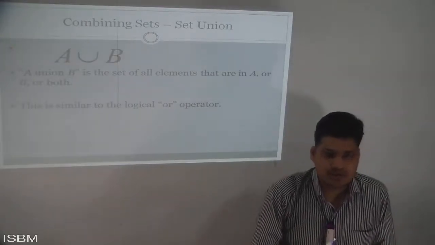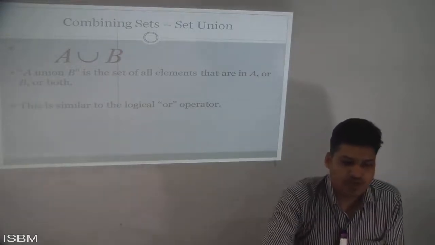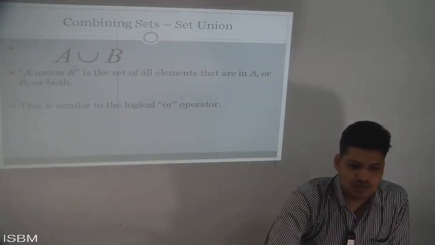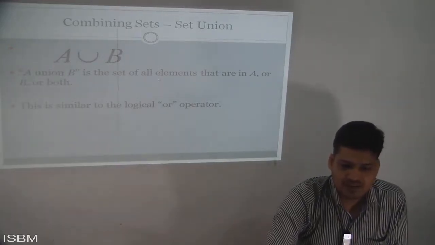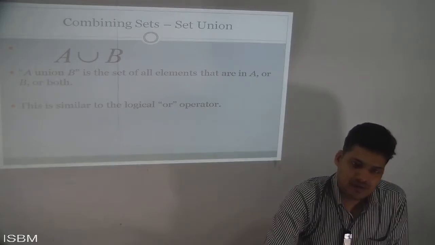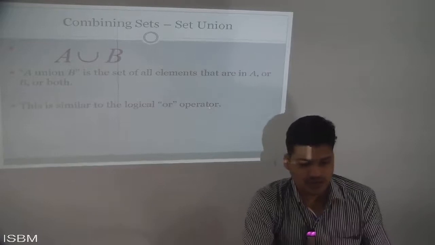Then we have the union. How do we denote the union? This is the U operator, which is shown here. A union B is the set of all elements that are in A or in B or both. So this is similar to the logical OR operation. How do you denote A union B?